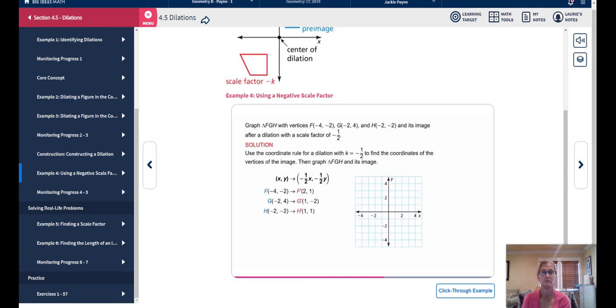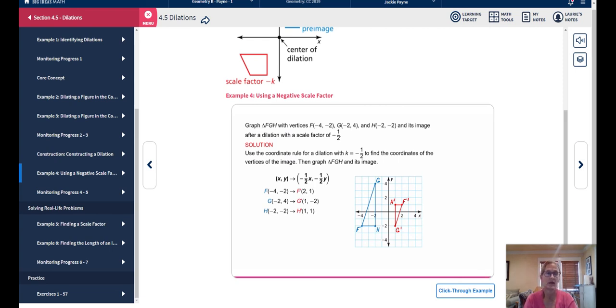Graph triangle FGH with vertices F(-4, -2), G(-2, 4), and H(-2, -2). Use line segments to connect the vertices to form triangle FGH. Next, graph triangle F'G'H' with vertices F'(2, 1), G'(1, -2), and H'(1, 1). Use line segments to connect the vertices to form triangle F'G'H'. So triangle F'G'H' is the image of triangle FGH after a dilation with a scale factor of -1/2.